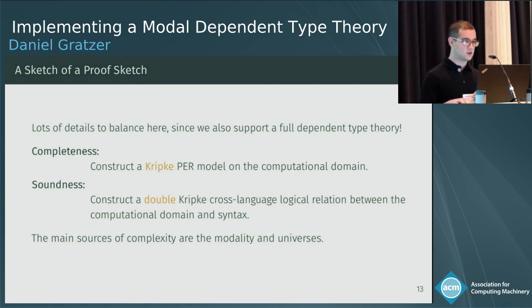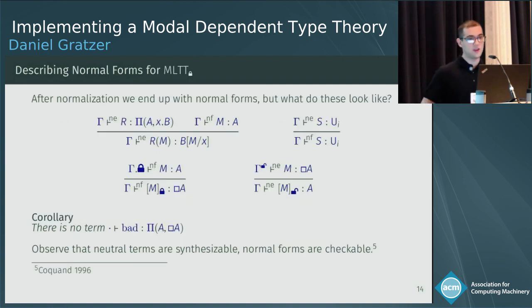But we've done all that, and so at the end of the day, we end up with a normalization algorithm for MLTT sublock. And from this, we can inspect the results and write down a grammar for normal forms. And the payoff of this is that we can now reason about the existence of terms by induction on normal forms. So for example, we can show that there's no term going from A to box A. Such a term would trivialize our modality. We can show that this doesn't exist because if it existed, it would have a normal form.